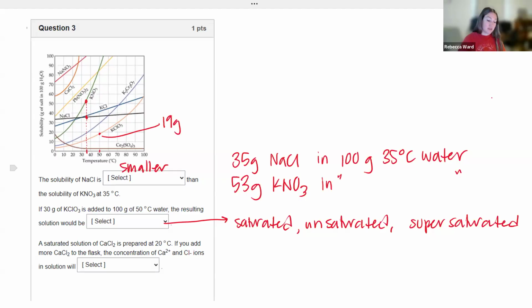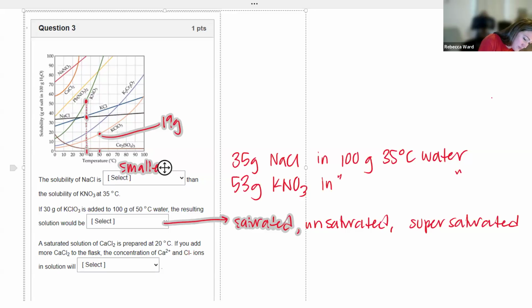So I'm going to start adding my KClO3 into my water. Once, at 18 grams, all of it is dissolved. I don't see any solid sitting at the bottom. Once I get past 19 grams, and of course I'm stirring this and making sure I've got the right setup in lab or whatever, I am going to see solid salt begin to accumulate at the bottom because I have hit saturation. I cannot put any more KClO3 into solution. This is now a saturated solution.